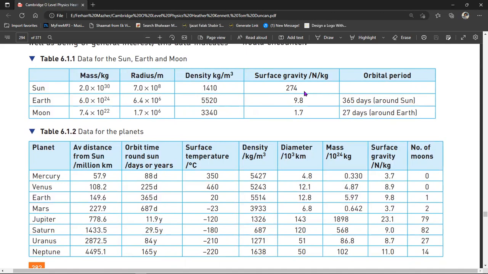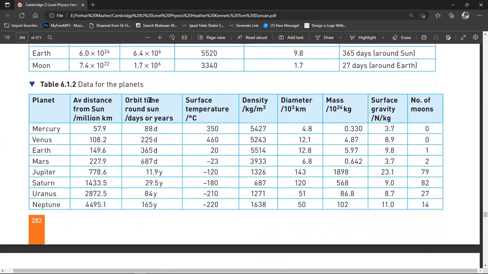Surface gravity of the Sun, which is measured in Newton per kg, is 274. On the Earth, it is 9.8, and on the Moon, it is approximately 1.7. The orbital period: the Earth completes one round of its orbit around the Sun in 365 days, and the Moon completes its orbit around the Earth in 27 days. So this is the data for the Sun, Earth, and the Moon.